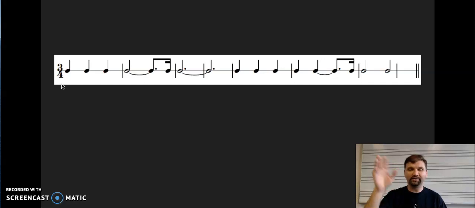1, 1. Sorry, we have a little misprint in the end. It should be a 1, and then the last note should be a quarter note instead of a half note. 1, 3. There you go.